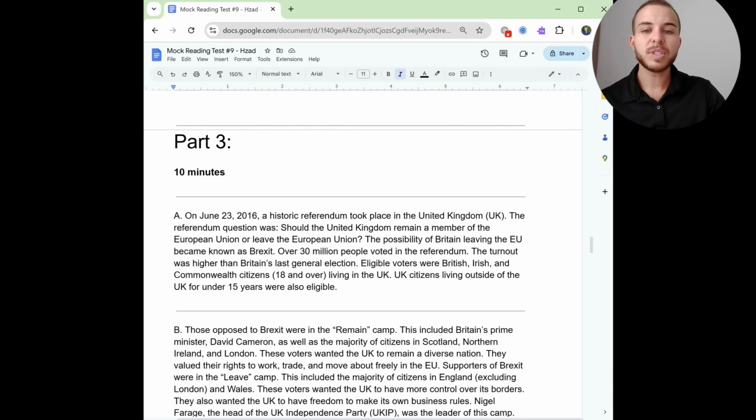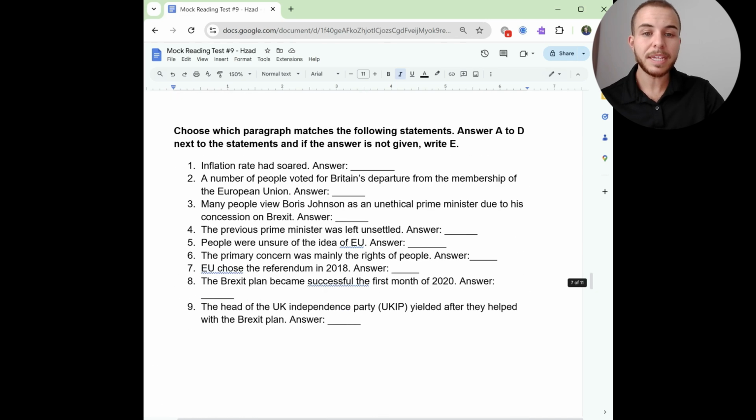Part 3 gives you 4 different paragraphs. Then you have to assign each of the content or the information to a paragraph. And if it's not stated, you can write the letter E.